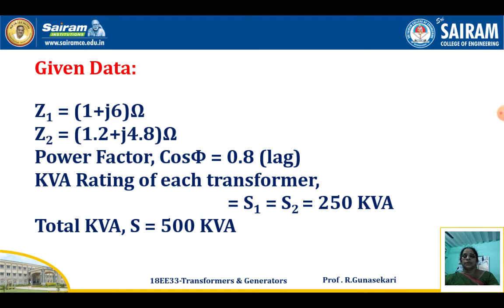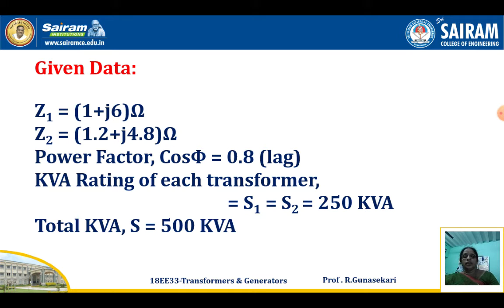Power factor cos phi is equal to 0.8 lagging. The kVA rating of each transformer, that means transformer 1 and transformer 2, the apparent power, is represented by the symbol capital S. Therefore S1 represents the kVA rating of transformer 1, which is equal to S2, the kVA rating of transformer 2, equal to 250 kVA. That means the kVA rating of both transformers is the same.